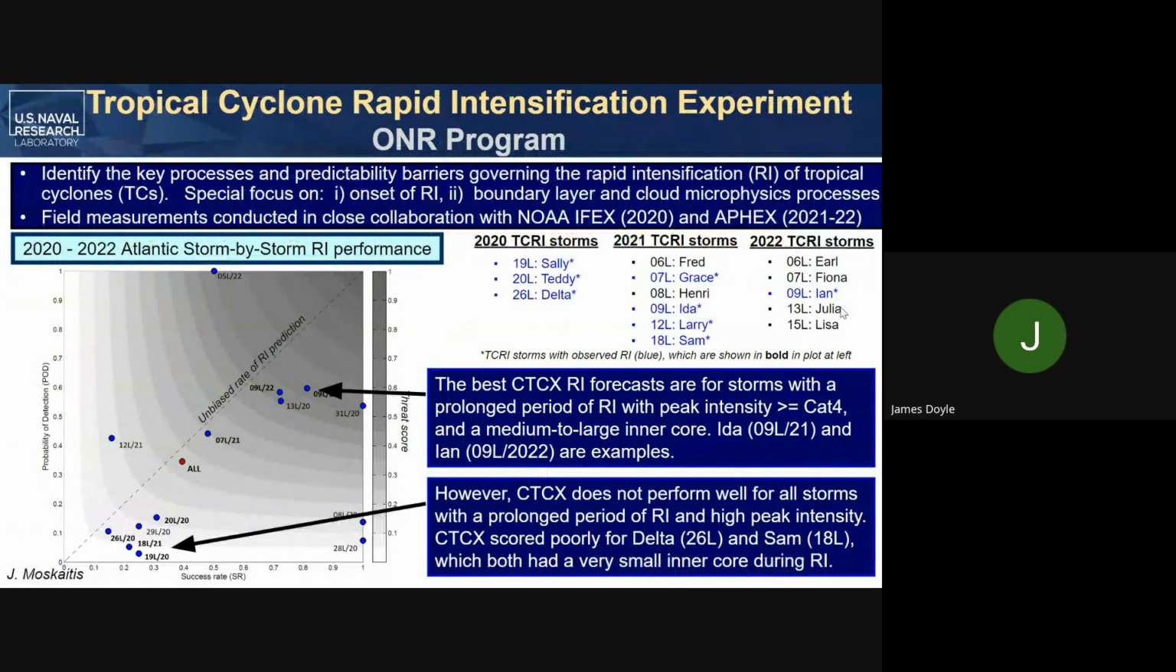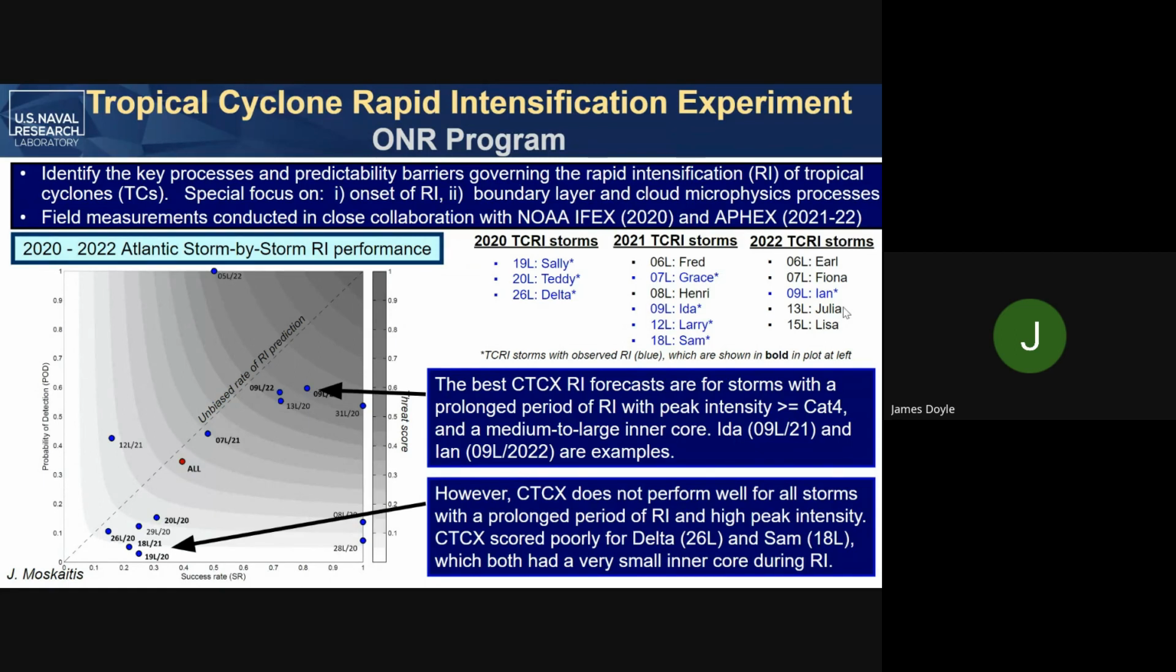So the focus of the ONR program is to identify key processes and predictability barriers governing RI, with a lot of focus on the onset of RI, as well as boundary layer and cloud microphysics processes. We've worked in close coordination with IFEX and AFEX through this program. And this just shows a nice graphic from John Moskaitis, a performance diagram showing a storm-by-storm comparison for the Atlantic from 2020 to 2022. We haven't updated it yet for 23.